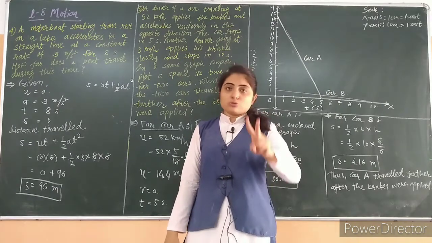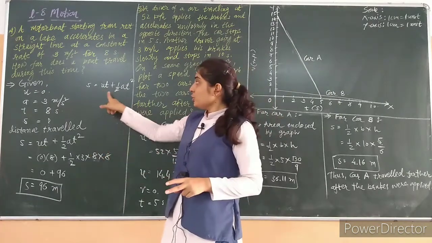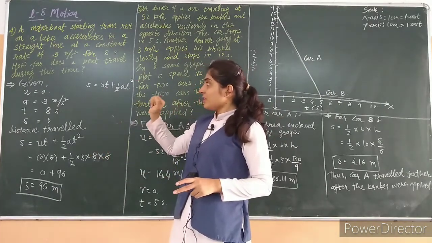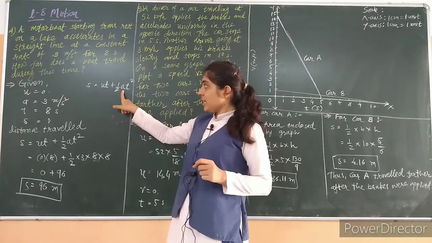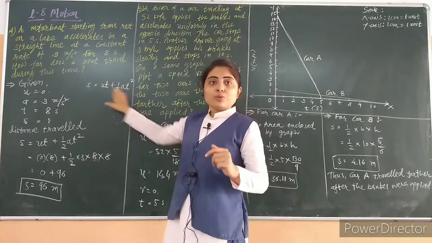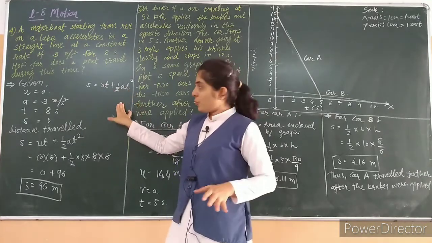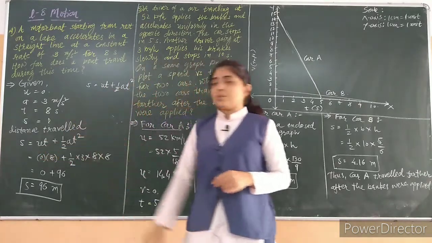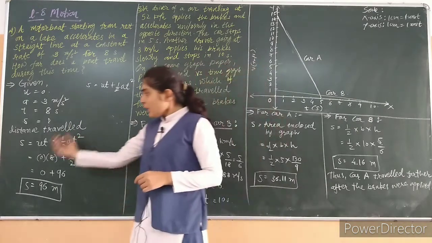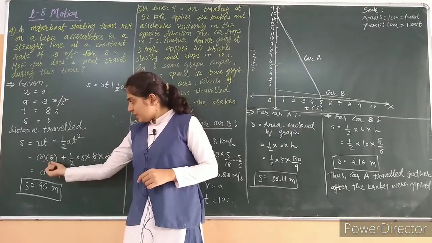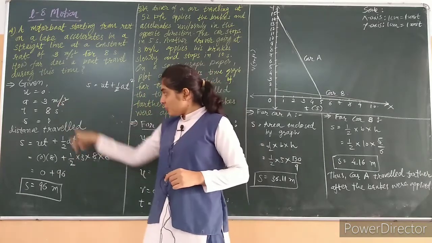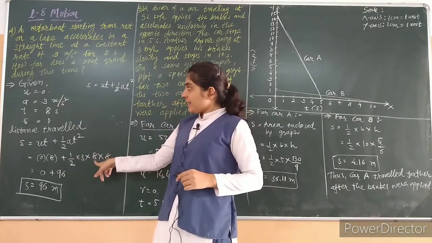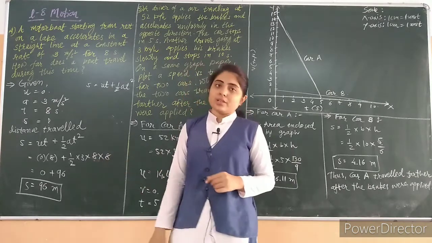We have two formulas for distance. First is S is equal to UT plus half AT square. Let us check. We have U, yes. T, yes. A, yes. T, yes. So we have all the quantities, we can use this formula. S is equal to UT plus half AT square. Put the value, U is 0, T is 8 plus 1 upon 2 multiplied with A, that is 3 and T square, so 8 into 8.